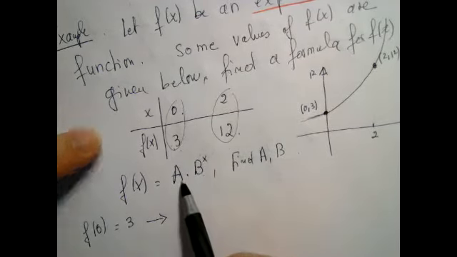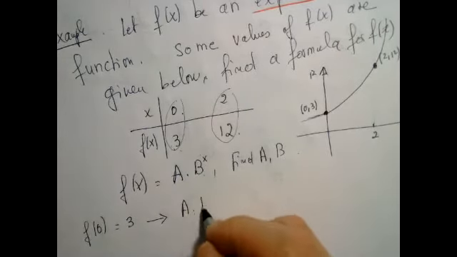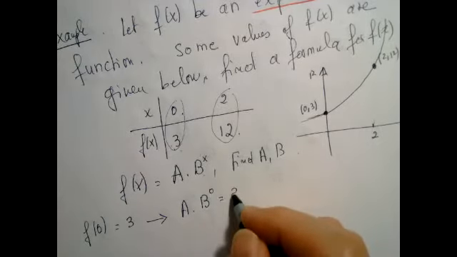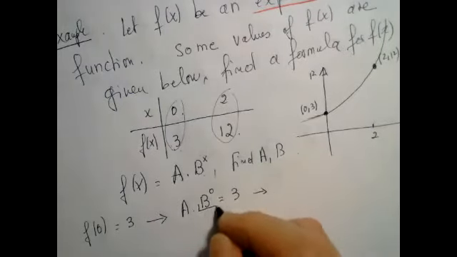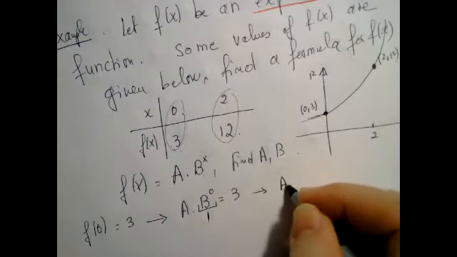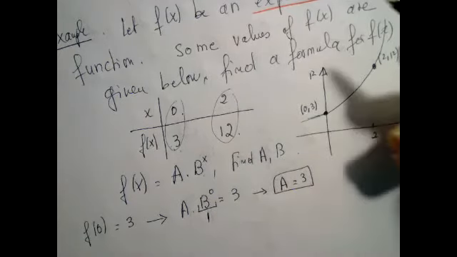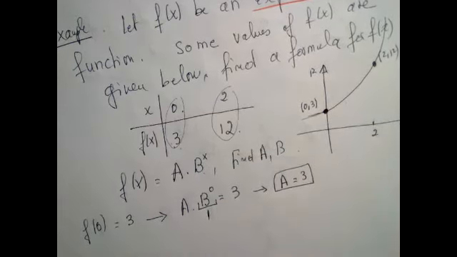So this tells me that if I plug in 0 for x in the formula, right here, I should get a 3. So this b to the 0 is 1. This will give me a right away. And we knew that because a is always the value at 0. So if I have 0, I have that.